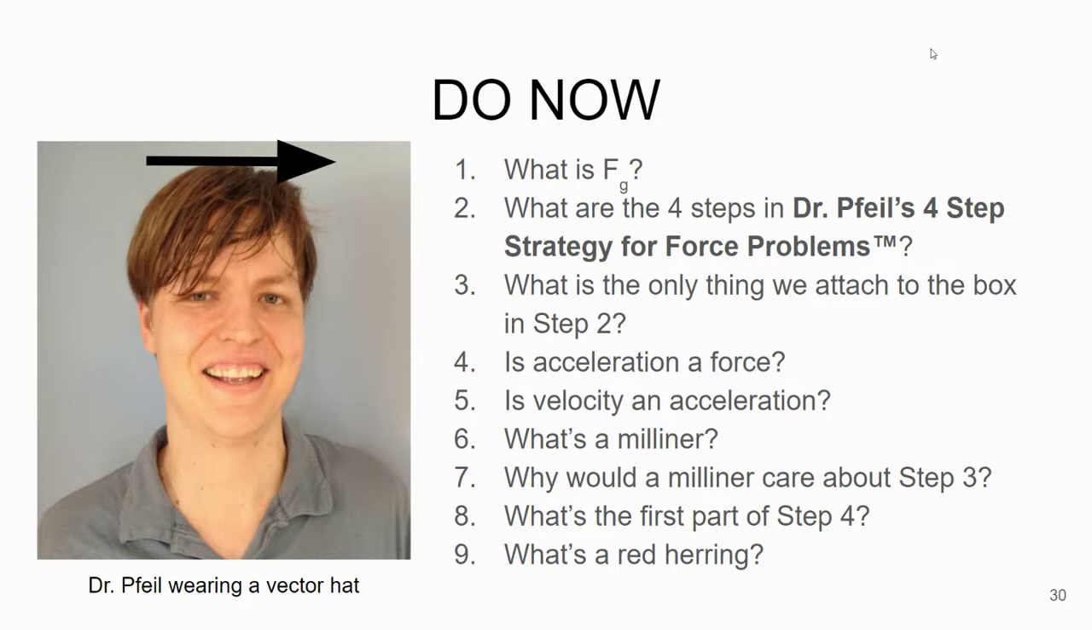Step three would be Newton's second law, F equals ma, but really sigma F equals ma, where F and A are wearing hats. And then step four is math. And then step, think about your answer at the end. So third question, what is the only thing we attach to the box in step two, the free body diagram? The only thing you attach to the free body diagram are forces, only forces.